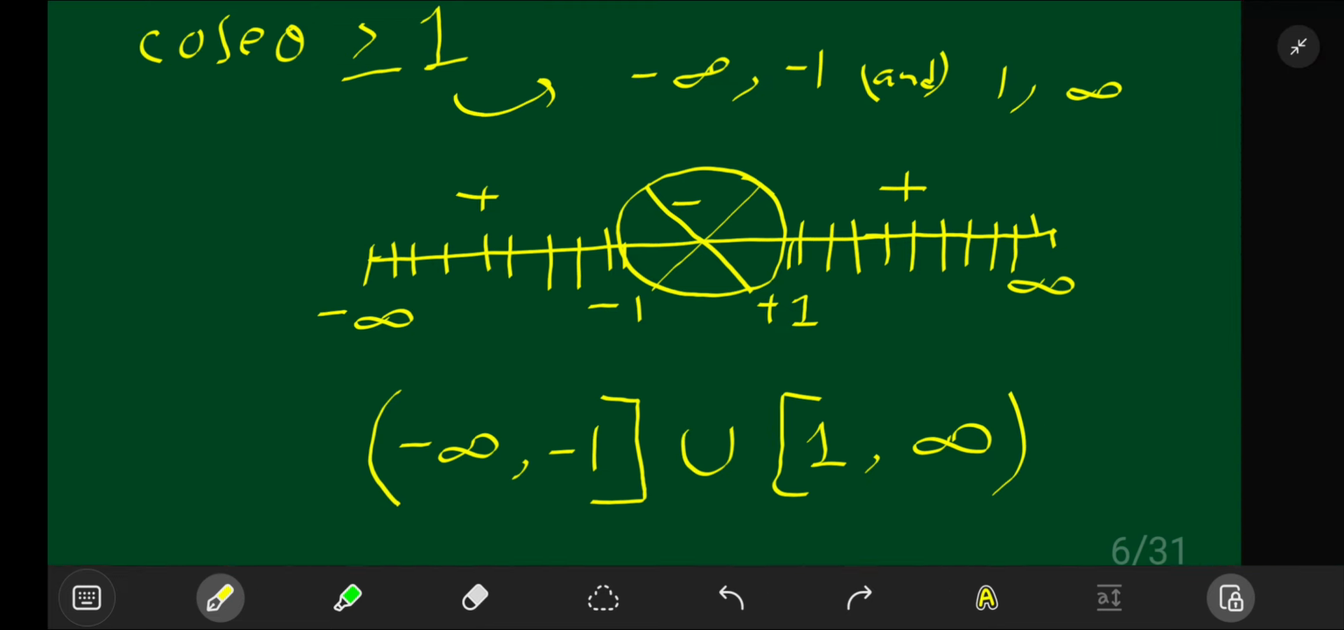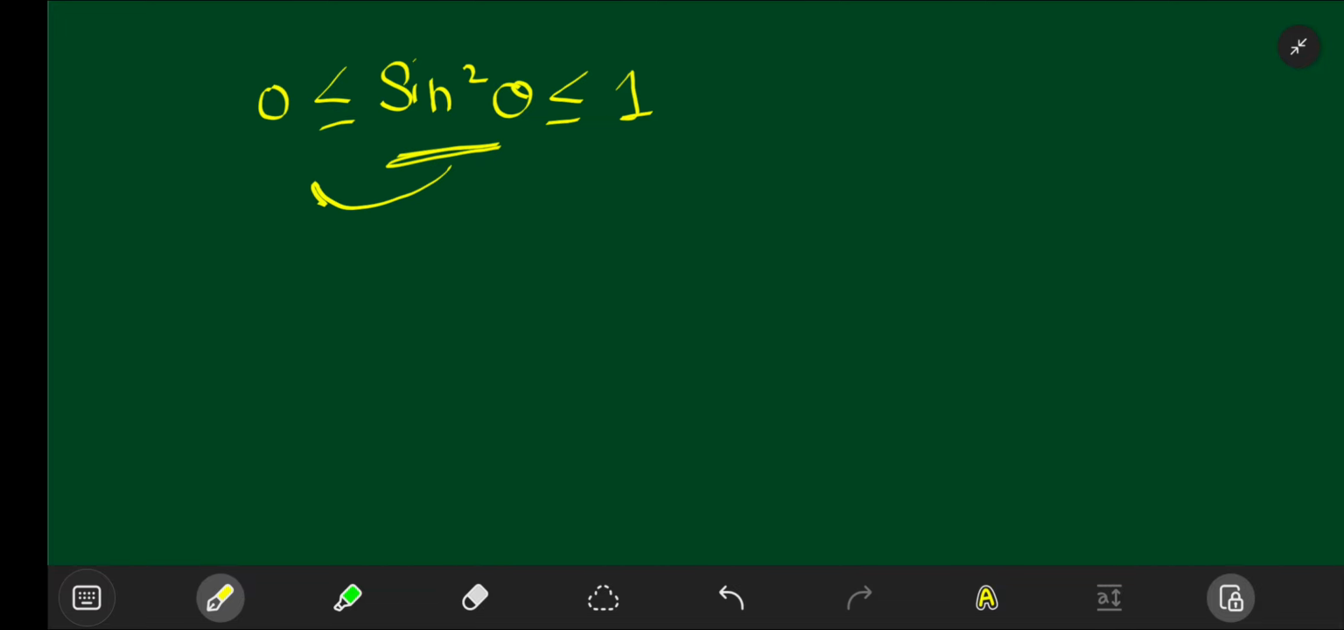Next, now the range of sine square theta. It ranges from 0 to plus 1. That means when sine theta is squared, if a negative portion is there, it will become positive.